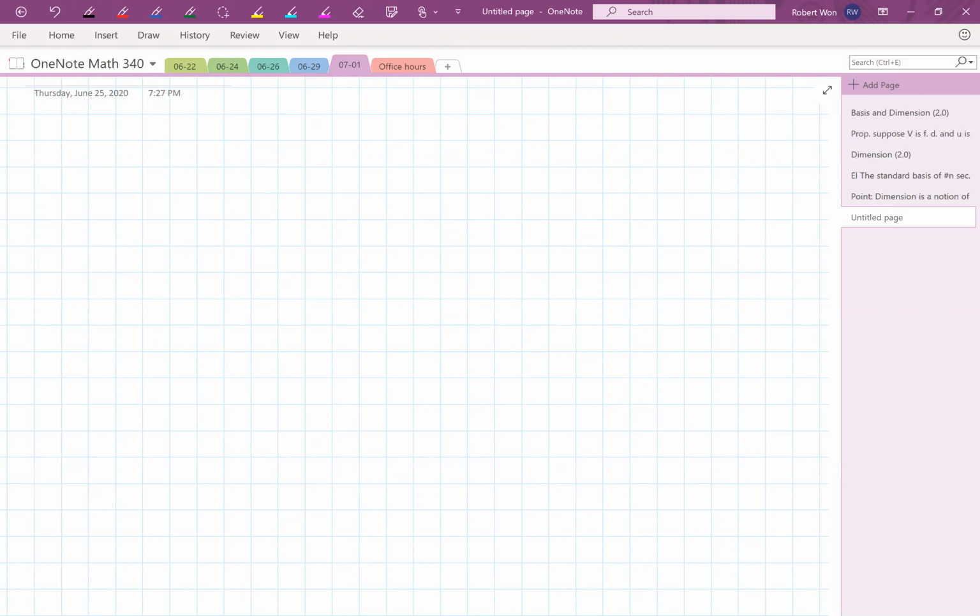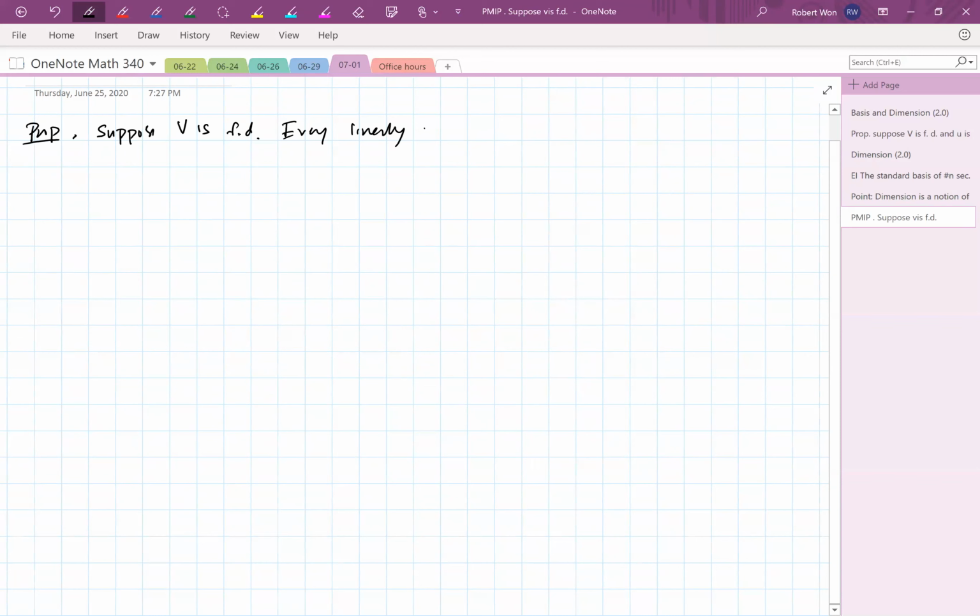What's the next result in your textbook? The next result in your textbook says, again, that you should think of the dimension of a vector space as a very good notion of the size, in the following sort of technical way. So let's suppose V is finite dimensional. What it says is that every linearly independent list of vectors in V with length dimension of V is a basis.